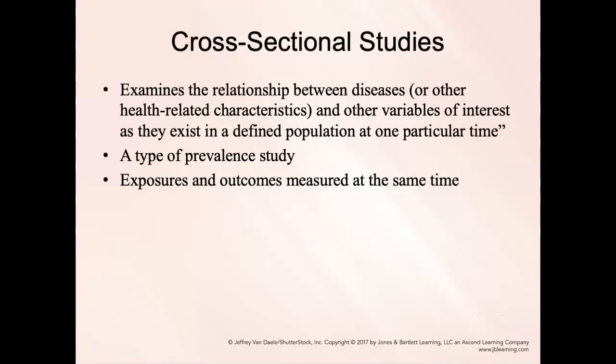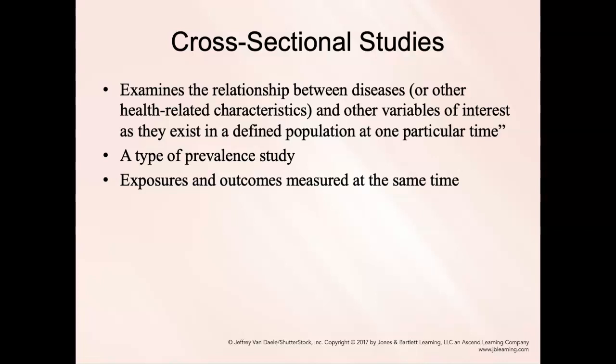And then the last descriptive epidemiological study we will cover is cross-sectional studies. Cross-sectional studies, you hopefully remember from Health 298. They are very, very common in health research. What they do is examine the relationship between diseases or other health-related characteristics and any other variable of interest as they exist in a particular population at one given point in time. We often refer to these as prevalence studies because that's exactly what they're measuring.